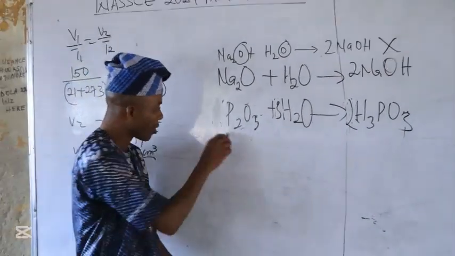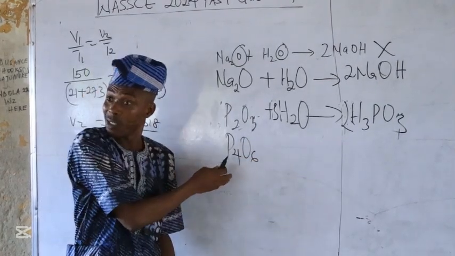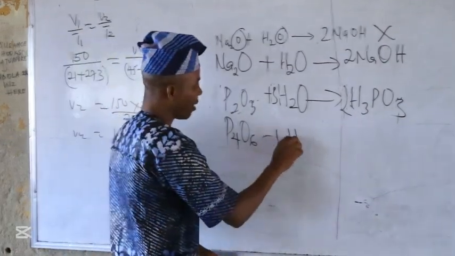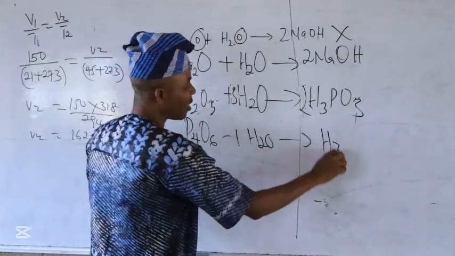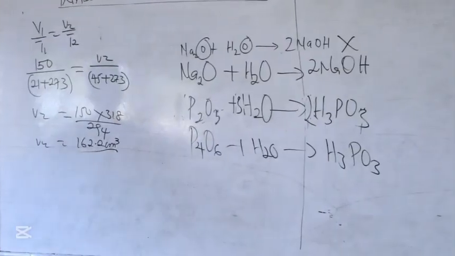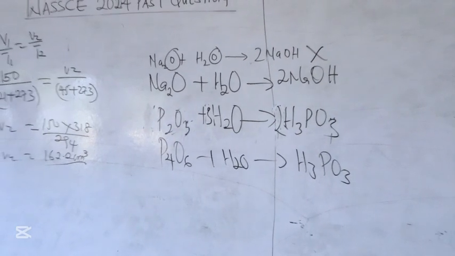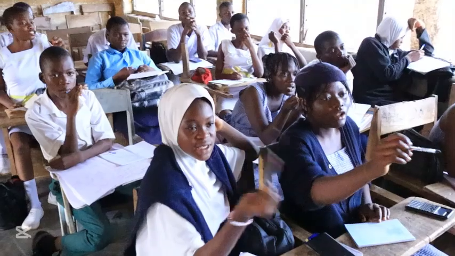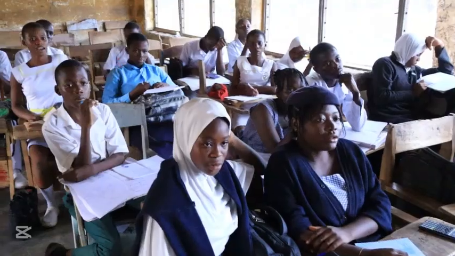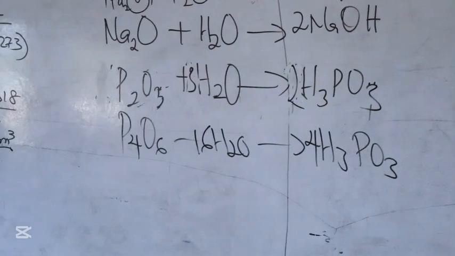We should have written this as P4O6. This is 3 phosphorus 3 oxide. Then dissolve in water to give us what? H3PO3. Then what will be the balance of this one? It says H2O, 4. Are we together? So let's move on to the next one.